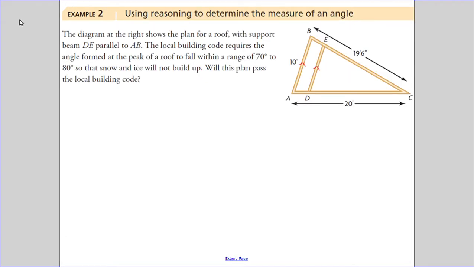Alright, so we have our next example. I'll get you to pause it, read it out, see if you can figure it out on your own, and then come back when you're ready.